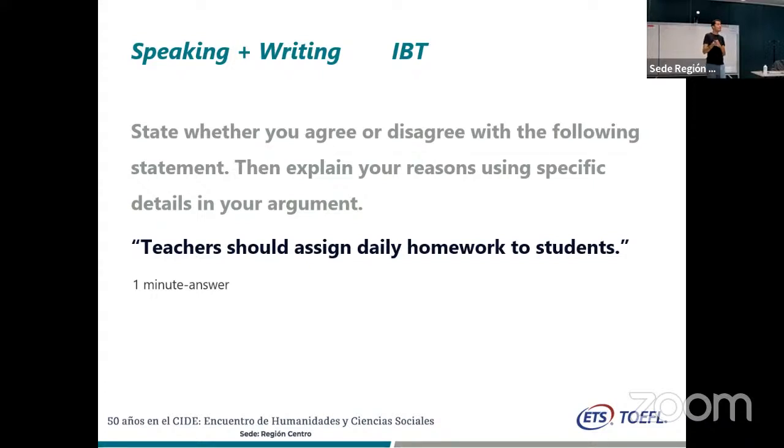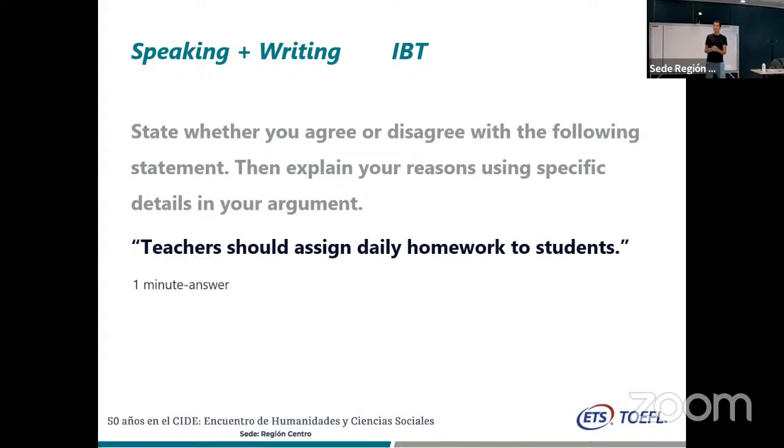You come up to an interview with a professor and he asks you a question like, do you agree or disagree with this statement? Teachers should assign daily homework to students. And right there, a student has 10 seconds to prepare a mini topic in his head and then come up with an appropriate answer. That can be like a 1 minute answer.